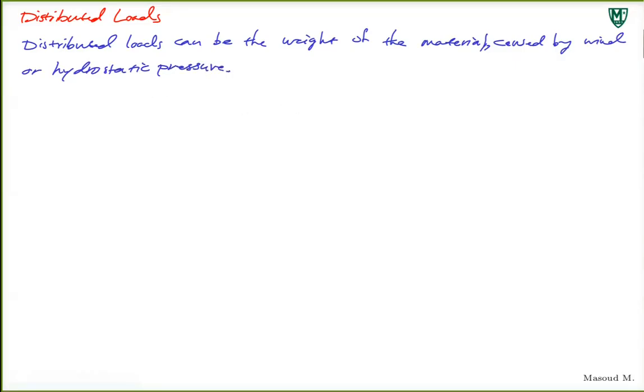Caused by wind is, imagine you have a tower, right? A wind turbine, very high. What happens is that when the wind blows this way, it pushes the whole structure, right? It's like a load distributed along this tower. So that's a distributed load. There's not just one load.